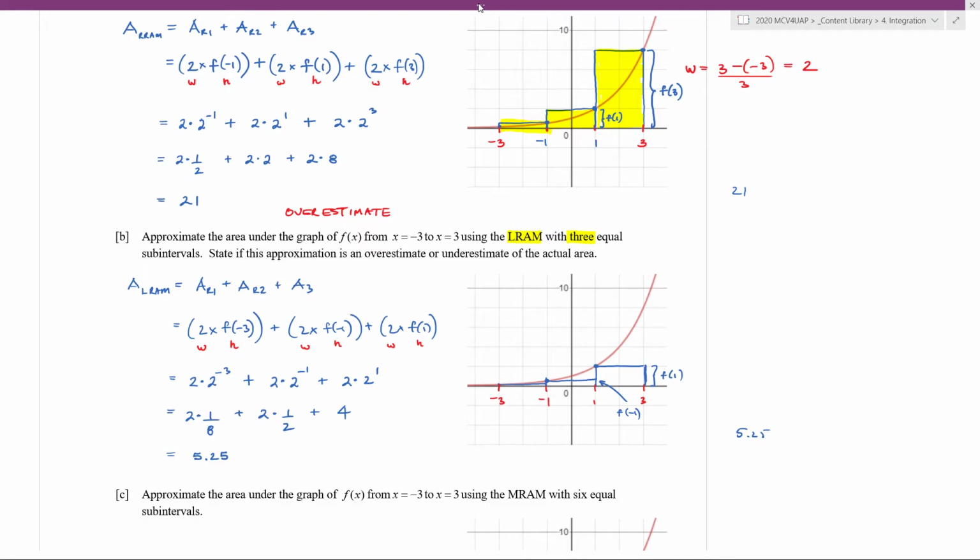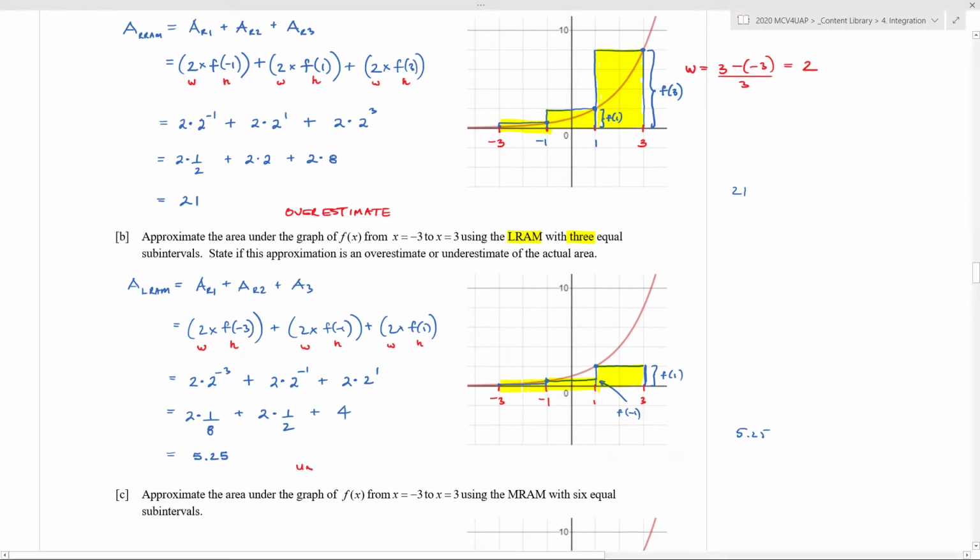And if I shade in my rectangles here in yellow, I can see that, my goodness, it's a huge underestimation. The first one was a big overestimation. This one is a huge underestimate. We're good with that?